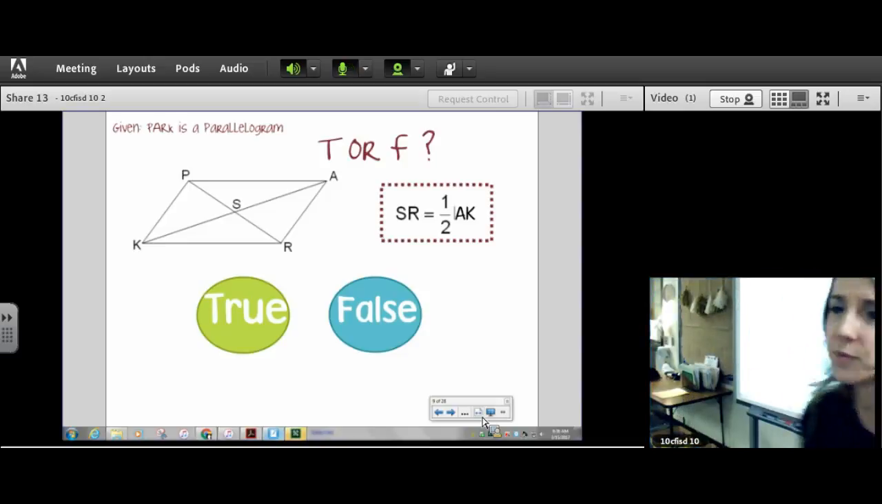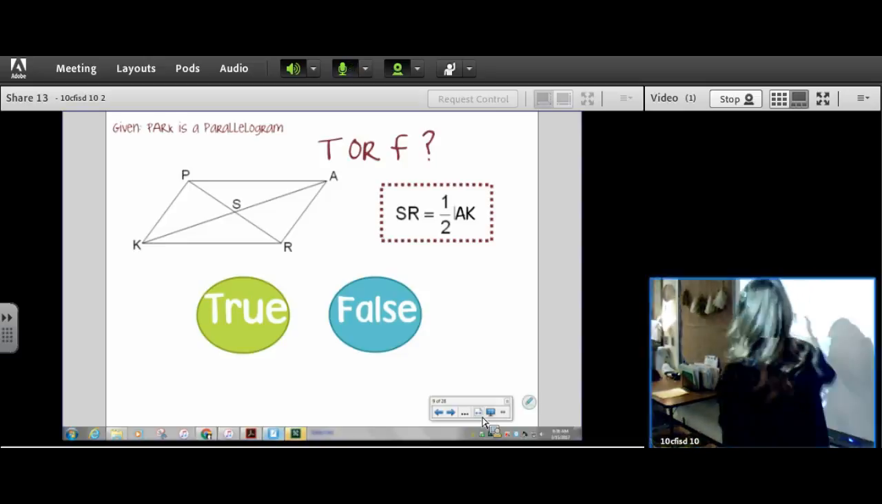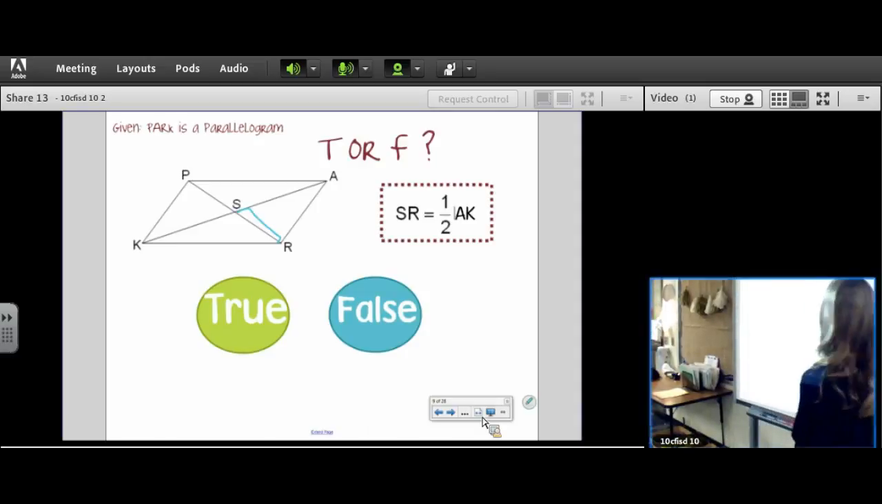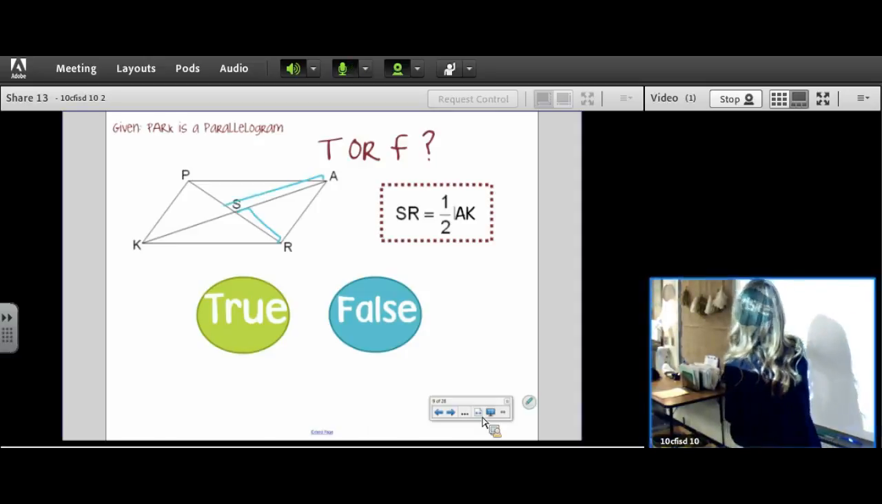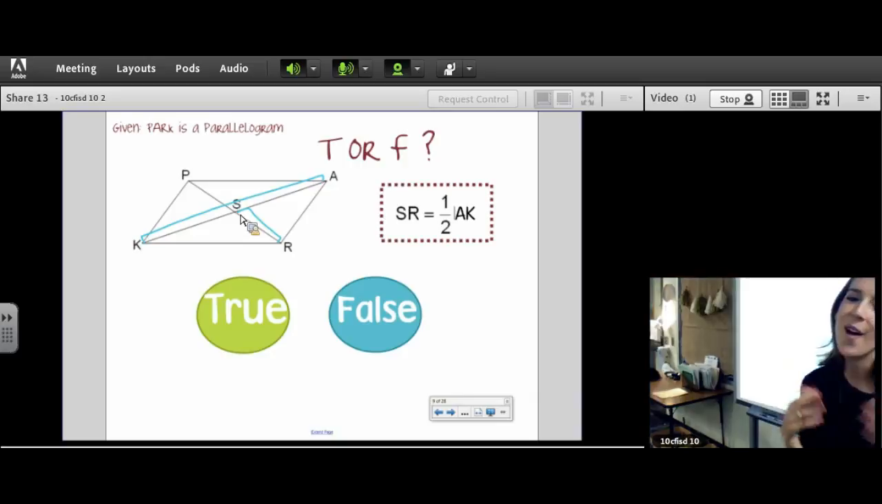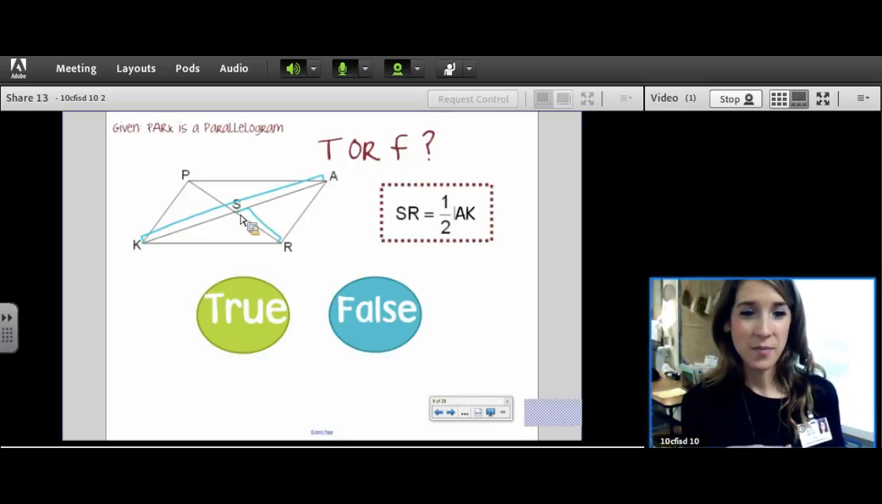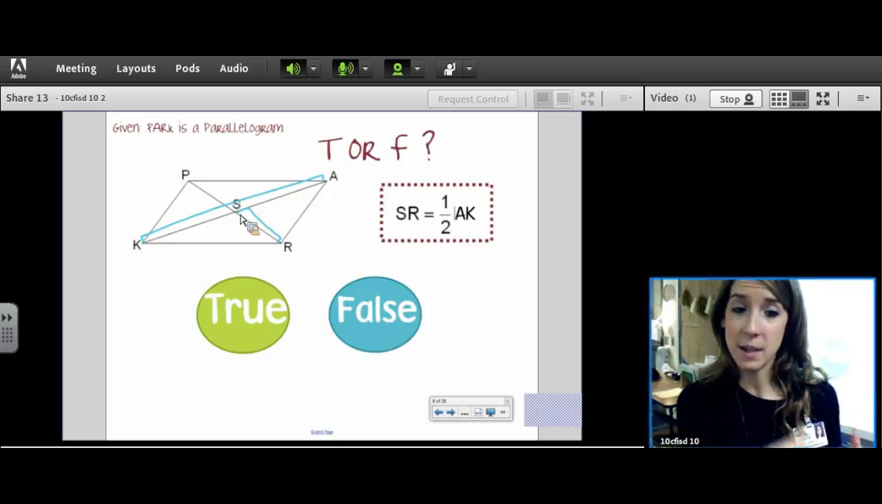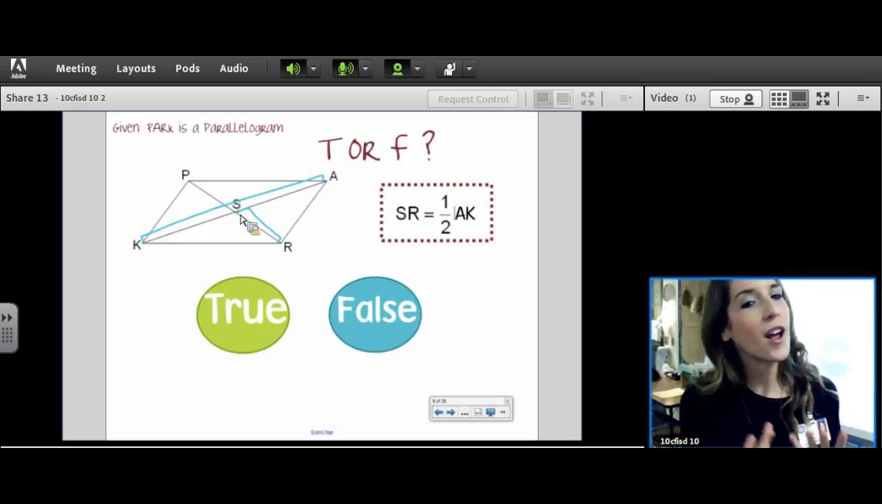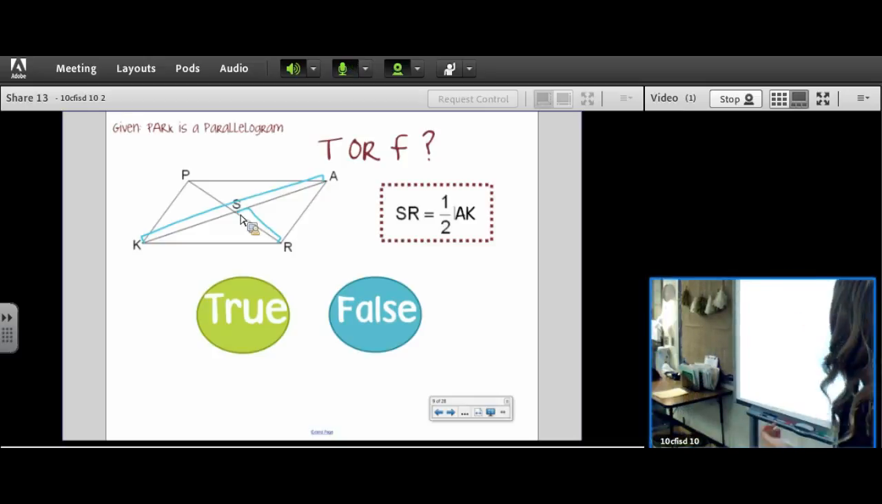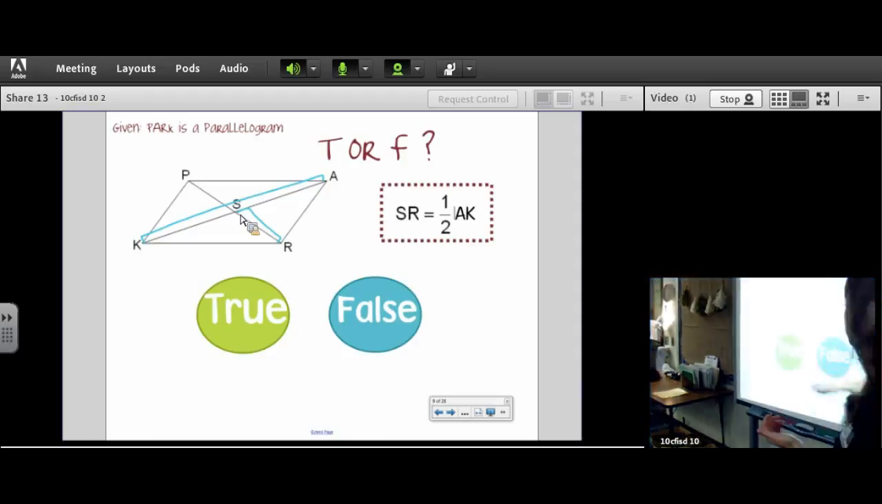So SR is 1/2 of AK. Oh, but they're not congruent to each other, right? Yeah, good. So the diagonals are going to be congruent in some of our other shapes, but not in a parallelogram. So since the diagonals are not congruent, the answer is false.